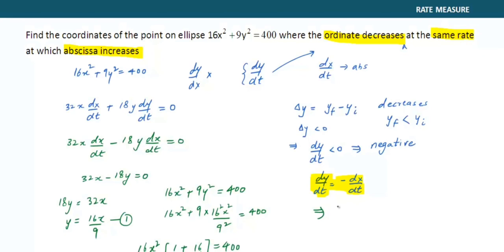If you solve this completely, you should get that x squared is equal to 9, and this implies that x is equal to plus minus 3. Since x is plus minus 3, you will get two values of y when you put it over here. Yes, you will get two values again, that is plus minus 16 by 3. So there are 2 points at which the rate of change of ordinate is equal to the rate of change of abscissa, right? This is how you solve this particular problem.